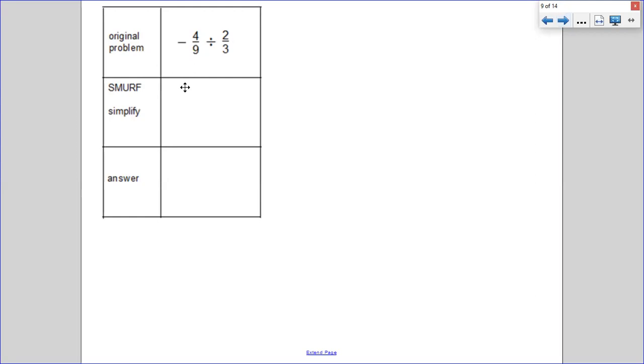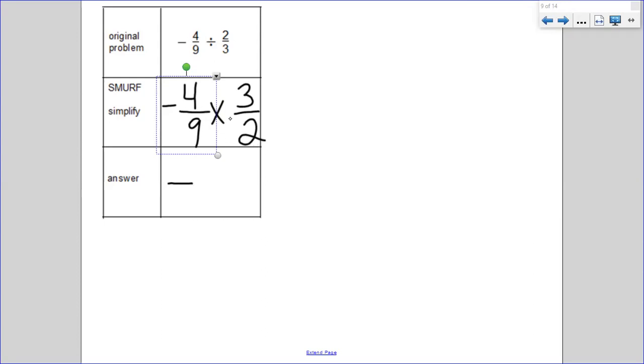Okay, so I'm going to start with same, multiply, you are flipped. I see there's one negative and one positive, so my answer is going to be a negative. So now let's look at cross reducing here.